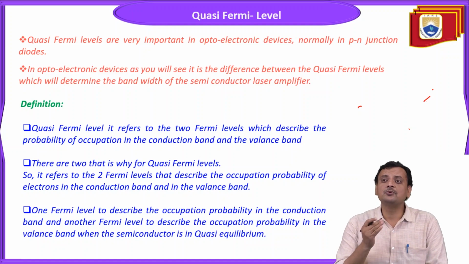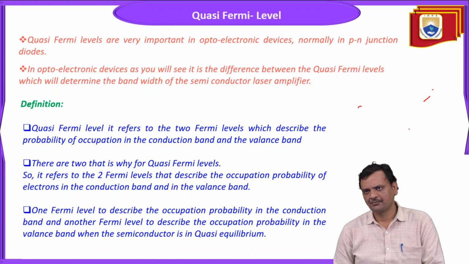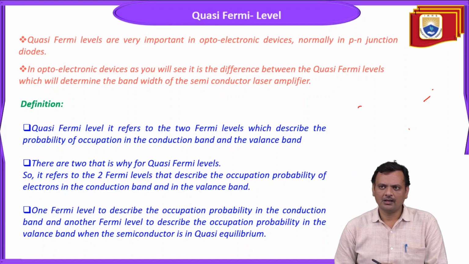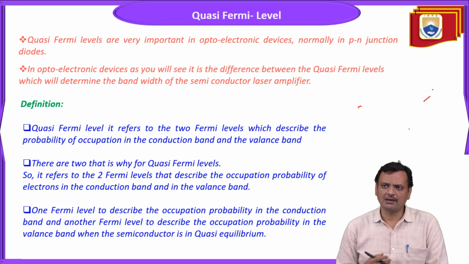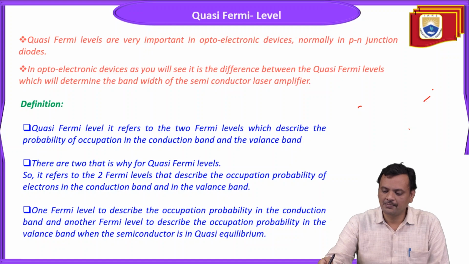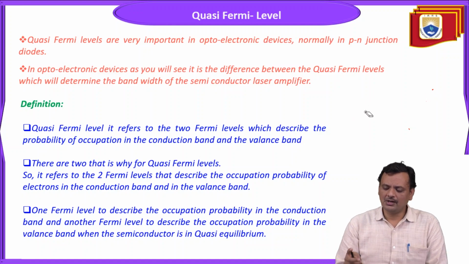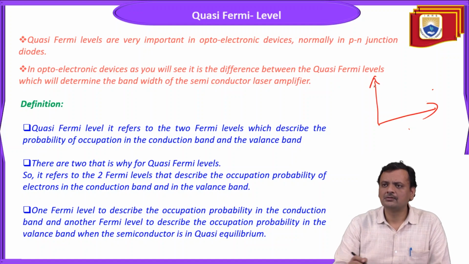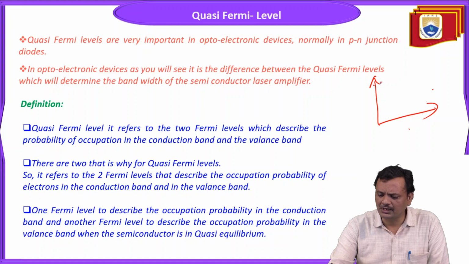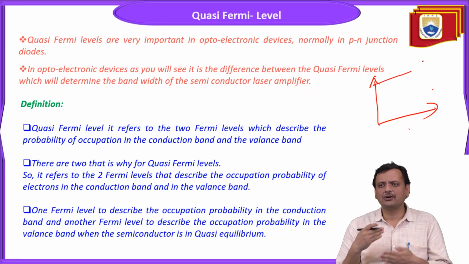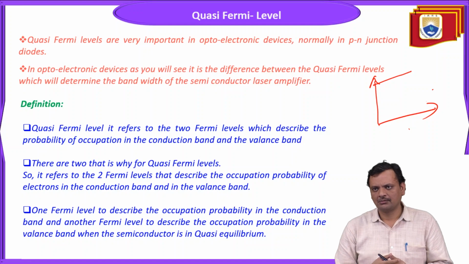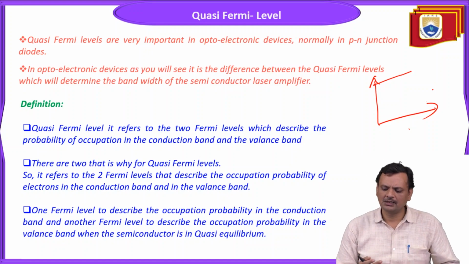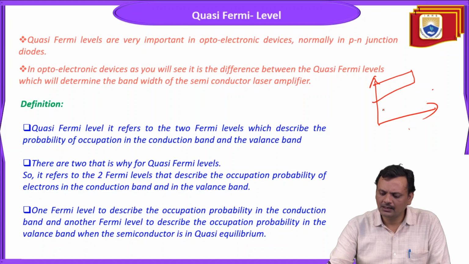So if two types of pumping energy sources are available, then two types of Fermi levels will be available, because you can't calculate the stability based on only one pumping source. Both pumping sources should be considered because both are providing energy to the electrons.